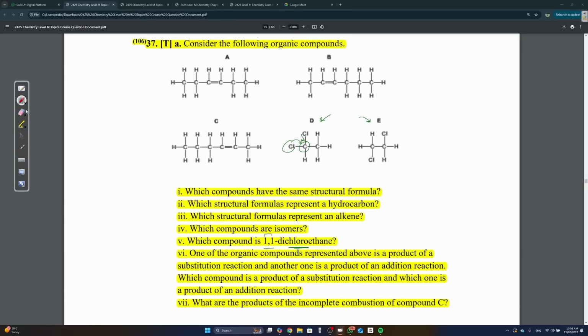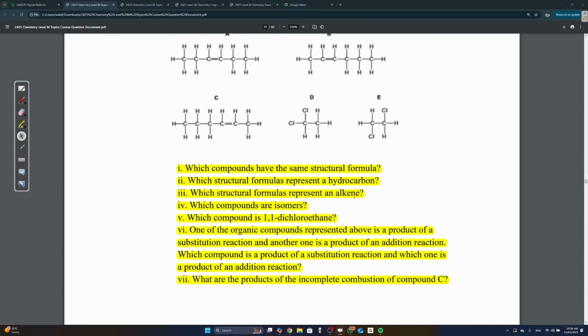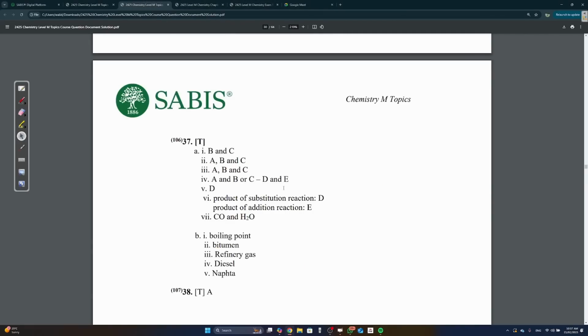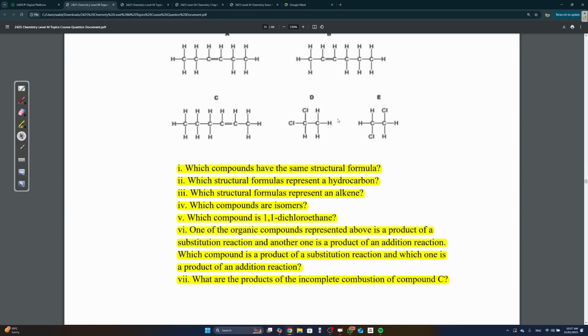Let's continue. One of the organic compounds represented above is a product of a substitution reaction. Another one is a product of an addition reaction. Which compound is a product of substitution and which one is a product of an addition? Let's take a look at the solution. The substitution is D and the addition is E. Why? Okay, I just figured out why.